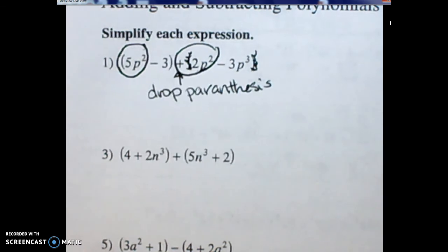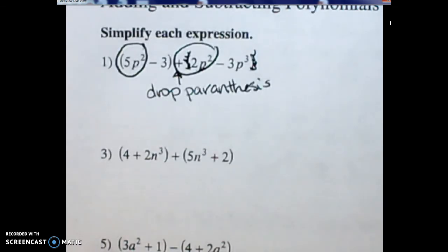So this is a little blurry. Hold on. Let me fix that. Sorry, guys. Is that better for y'all? Yes? No? Didn't make any difference?